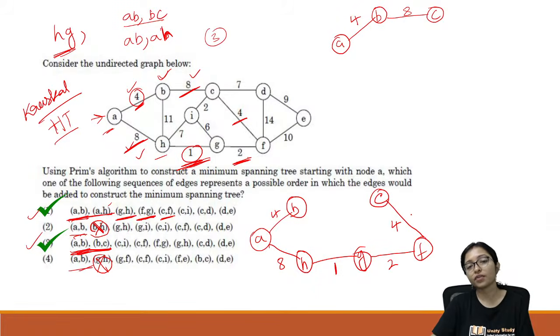Through the option, whenever you are doing it, the answer will come faster. After that CI, is it possible? Can I take CI? Yes, because that is 2.